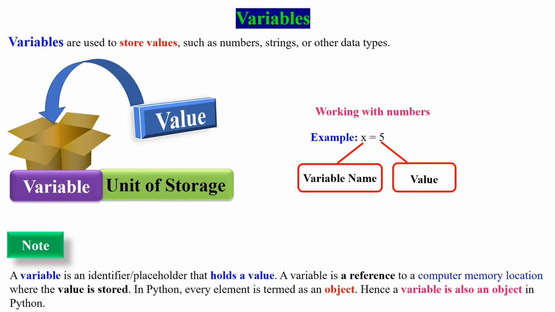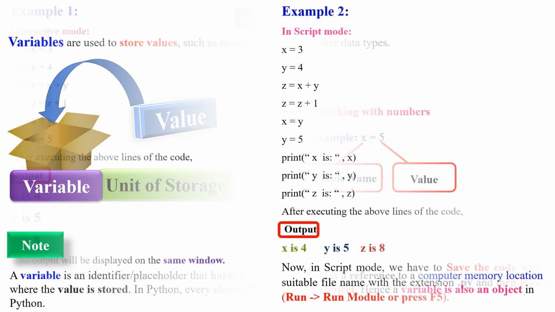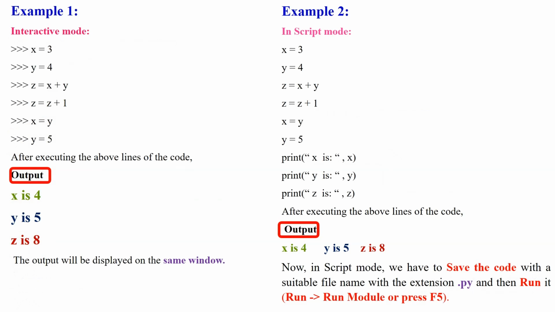A variable is an identifier or placeholder that holds a value. In other words, a variable is a reference to a computer memory location where the value is stored. In Python, every element is termed as an object. Hence, a variable is also an object in Python. Some more examples of variables using numbers in Python.